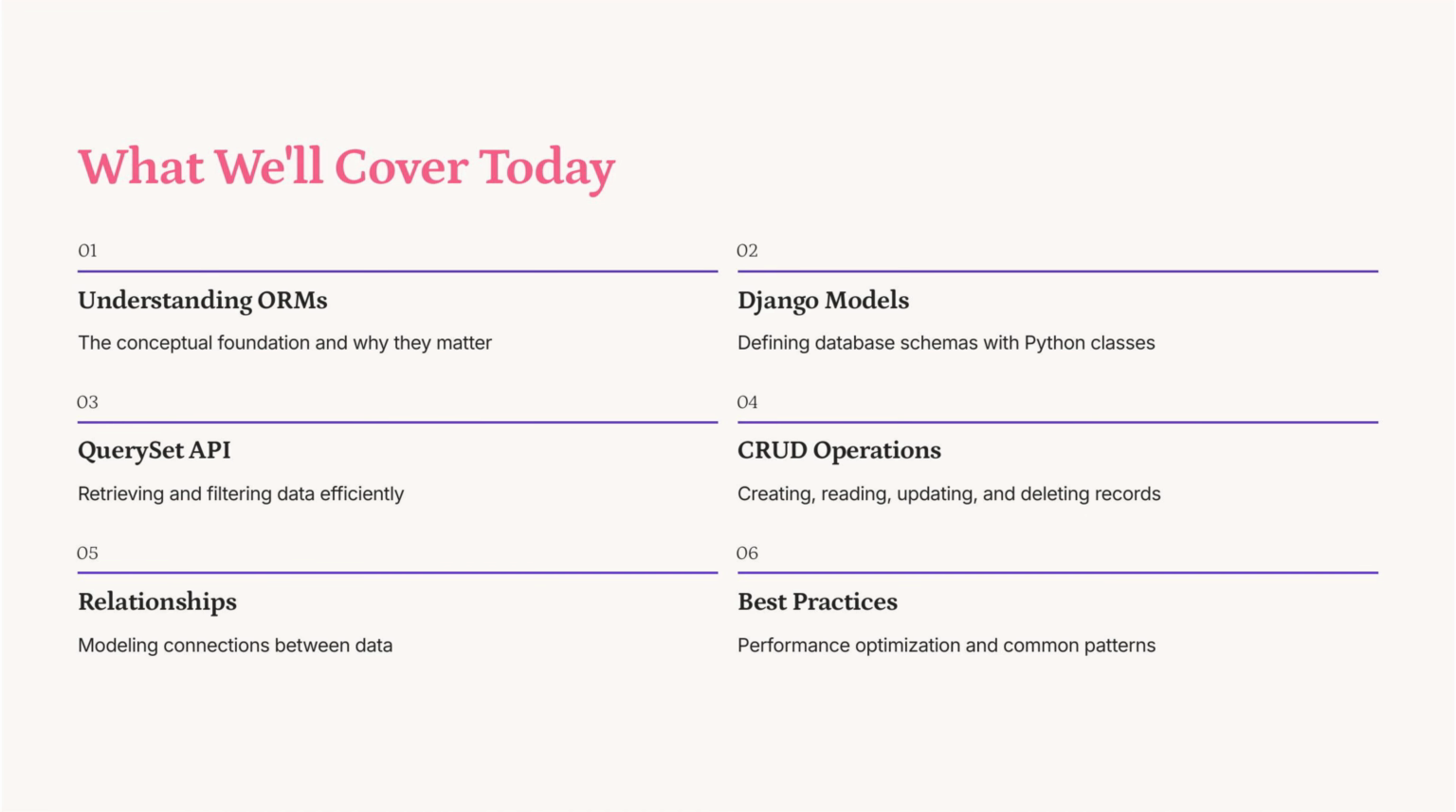Django ORM simplifies database interactions by converting SQL queries into Python code. Instead of writing raw SQL, developers use Python classes to define database schemas, making code more readable and maintainable. This approach enhances security, reduces errors, and allows for database-agnostic development, bridging the gap between object-oriented programming and relational databases.